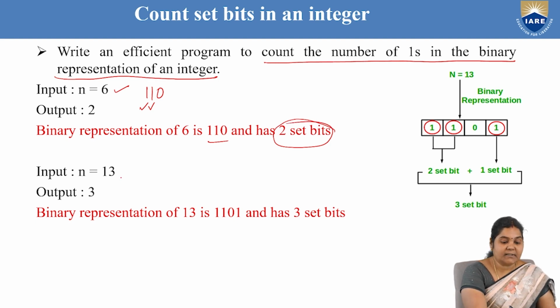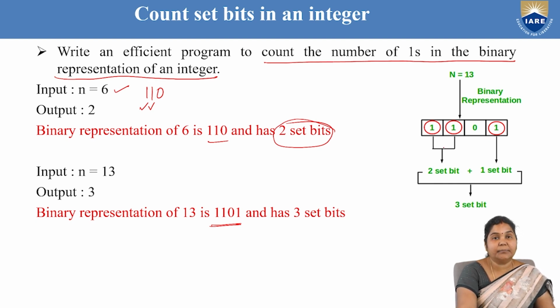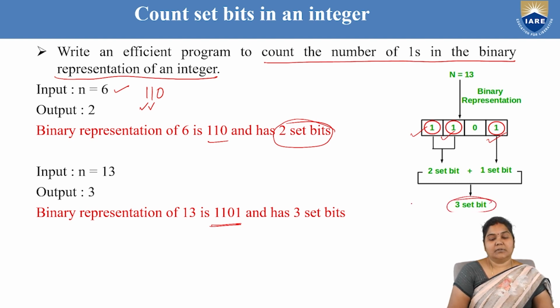If the number is 13, then in binary it is 1101. You can see in the image, 1101 is the binary representation of 13, and you can see that 3 bits are set. So totally, we'll say that there are 3 set bits in the integer. The procedure is: read an integer, convert that number into binary, and then check how many bits are 1. Put a counter and go on counting.